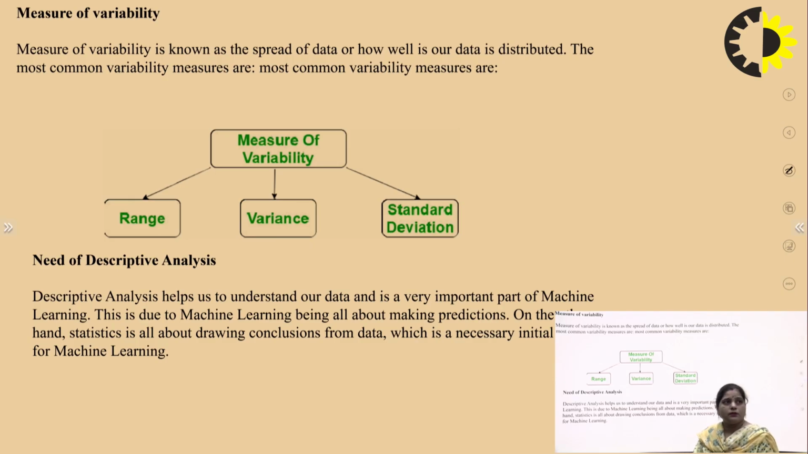And then what is the measure of variability? Basically, the measure of variability is known as the spread of the data, or how well our data is distributed. The most common variability measures are range, variance and standard deviation.